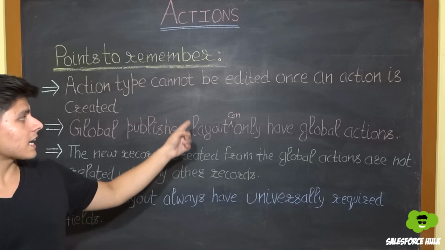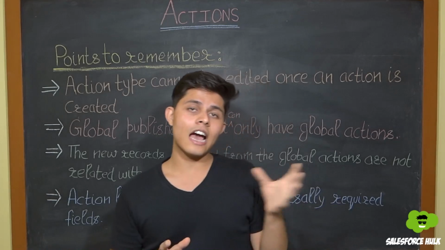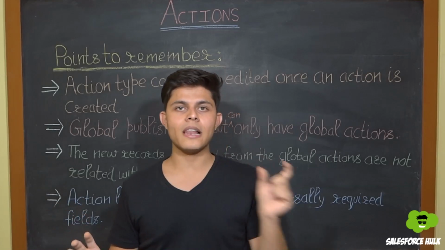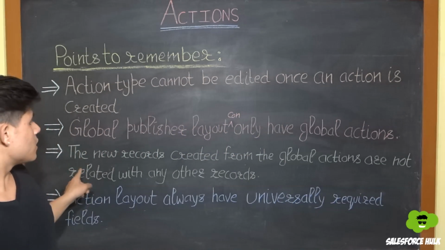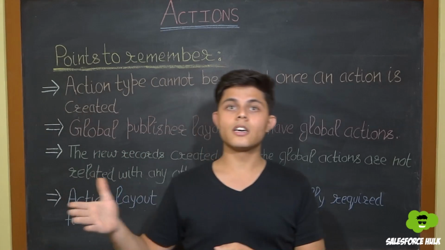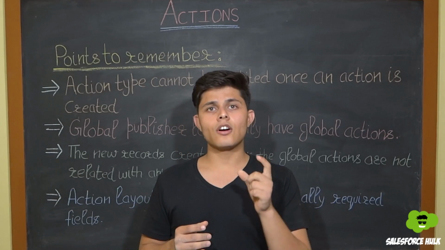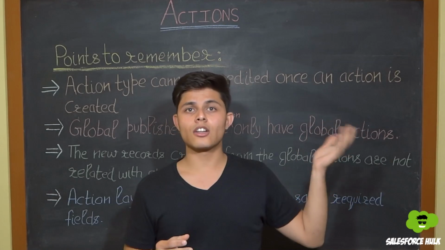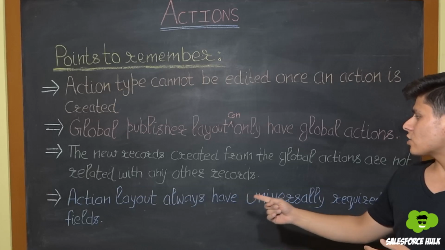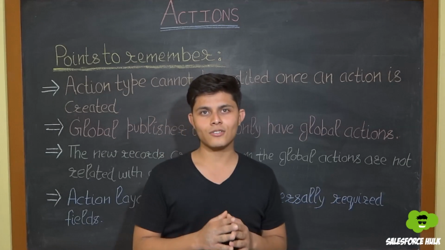This is the point that you need to remember. Second, global publisher layouts can only have global actions. Global publisher layouts cannot have object specific actions or any other thing. What they can have is global actions. That's it. Third, the new records created from global actions are not related with any other records. I have told you this earlier also, but whatever record you are creating with a global action, that record will not be associated with any other record of any other object, or of the same object also, if there is a self relationship. Then comes the fourth point, action layouts always have universally required fields. Obviously, because a record cannot be created without a universally required field.